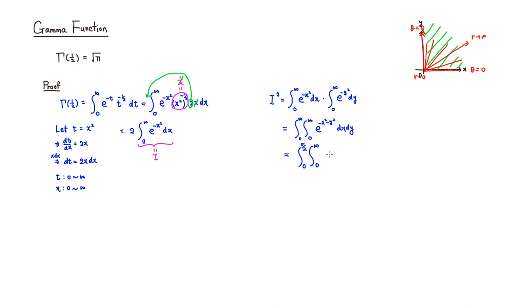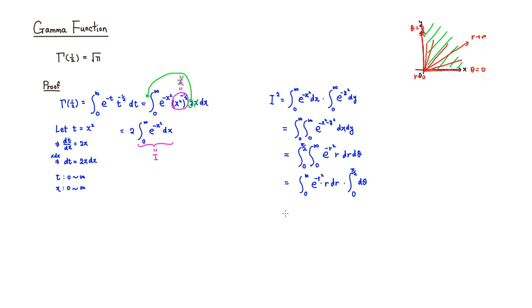Then in polar coordinates, you have e to the x squared plus y squared, which is r squared, so e to the negative r squared, then you have r dr d theta. Alright, so this is separable. I'm just going to separate it into the integral from 0 to infinity of e to the negative r squared times r dr, times the integral from 0 to pi over 2 of d theta. Right? So let's evaluate this part.